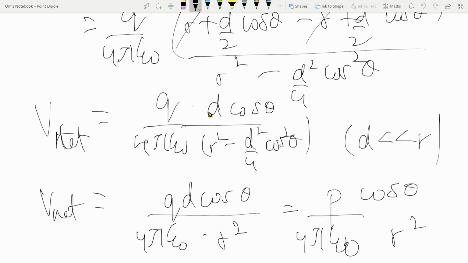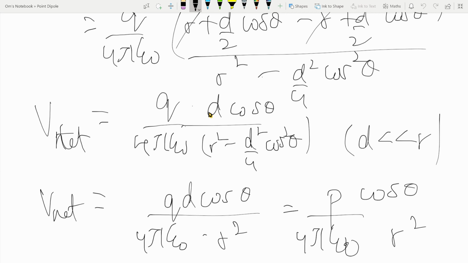And a number of observations. Firstly, instead of the potential dropping off as 1 by r, the potential actually drops off as 1 by r square, which is surprising because for all the other point charge systems that you've observed, it's always 1 by r. But because it's a combination of both negative and positive charges, the electric potential drops off much faster. That is, it's similar to the electric field because the electric field also drops off as 1 by r square.